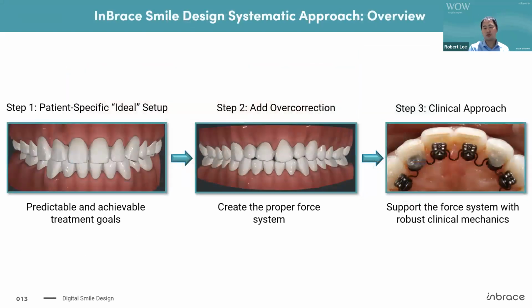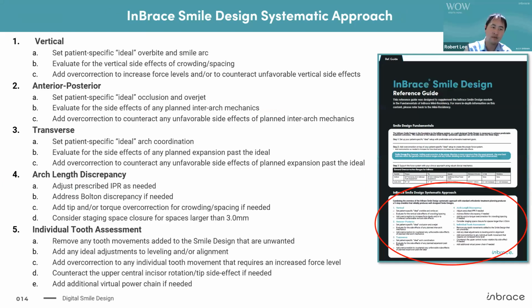So, you know, again, we have these 3 steps: patient-specific ideal setup, add overcorrection, clinical approach. And so to make this more systematic in terms of how you approach your smile design, I took these 3 steps and broke them down into 5 major steps, which are general diagnosis and treatment planning, which is vertical, AP, transverse, arch length discrepancy, so figure out your crowding and spacing, and then finally individual tooth assessment. And so we'll be going through each one of these 5 steps. This is all detailed also in the InBrace Smile Design reference guide that I mentioned earlier, that's going to be released in the near future.